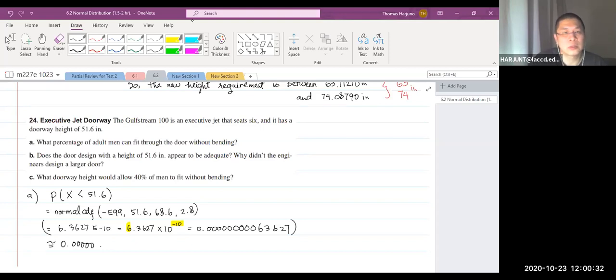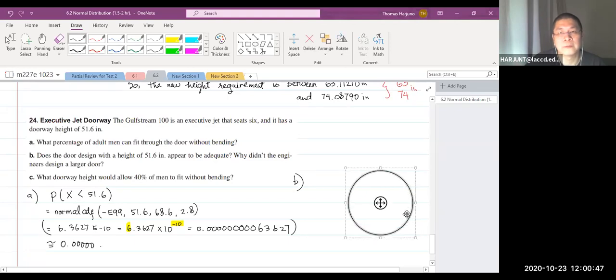I think part B is questioning why the engineers don't design a larger door. But I think it has something to do with the fact that it's a small plane, such that when they create the door it can only open this big. The plane is maybe a small plane. It's just for 6 people.